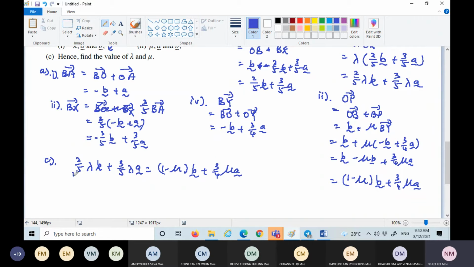Okay, so B with the B. So this one is equal to this one. Okay, so what is mu? This one comes this side, positive. So 1 minus 2/5 lambda. So I'm going to replace the mu with this for the second equation. Okay, the second equation comes from here. So 3/5 lambda is equal to 3/4 mu.